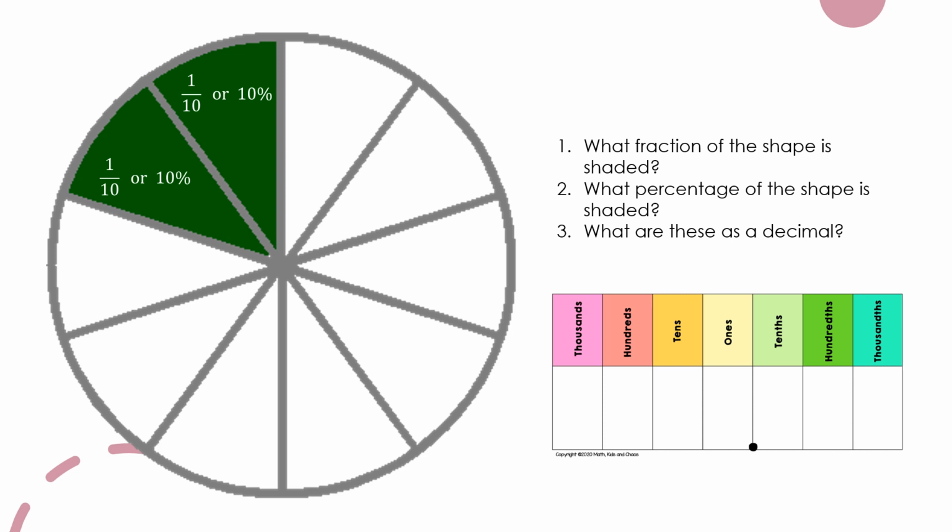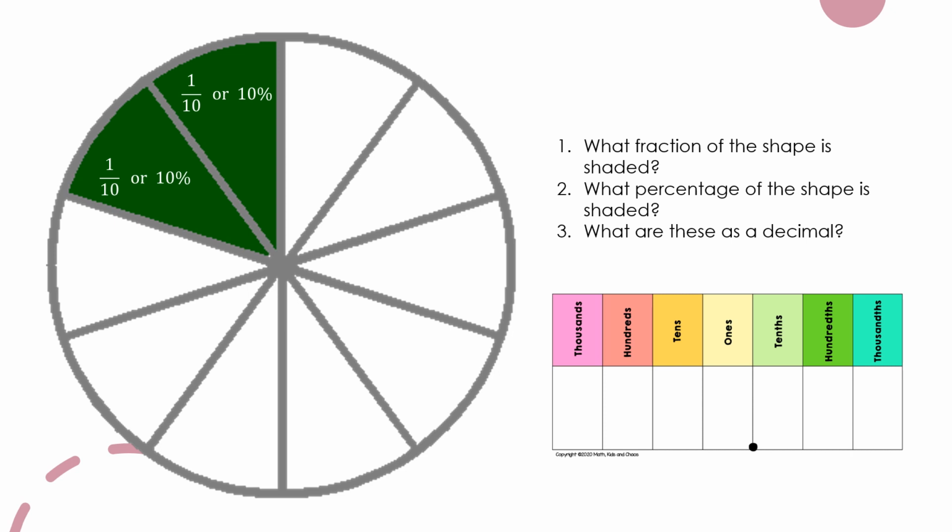Now, to do that again, but with more parts this time, I can count that a circle is made up of 10 parts. I can also see that 2 out of 10 parts are shaded. This gives me my fraction, which is 2 out of 10, or 2/10. Now I need to find the percentage of the circle that is shaded. I'll do the same as last time.